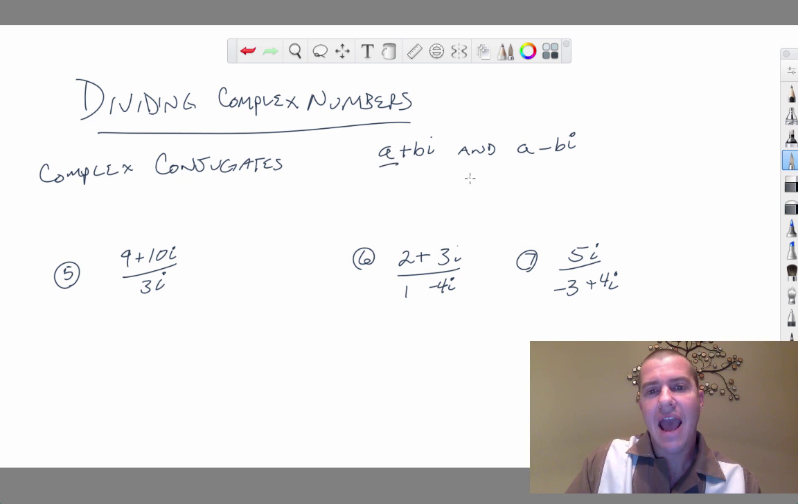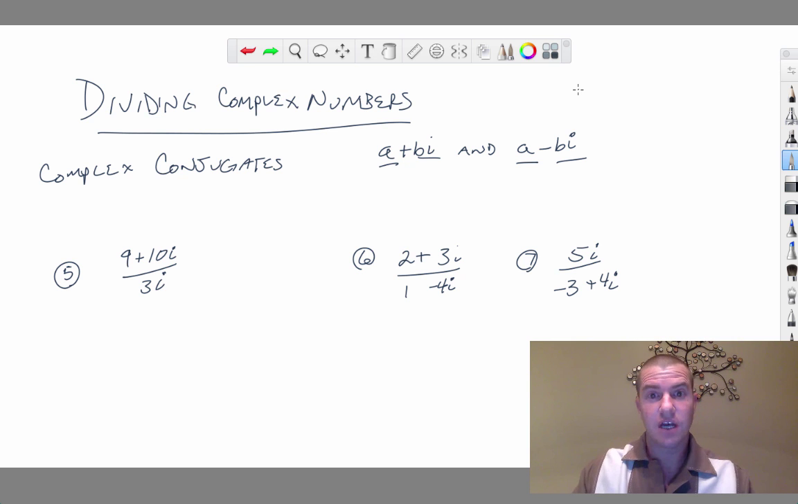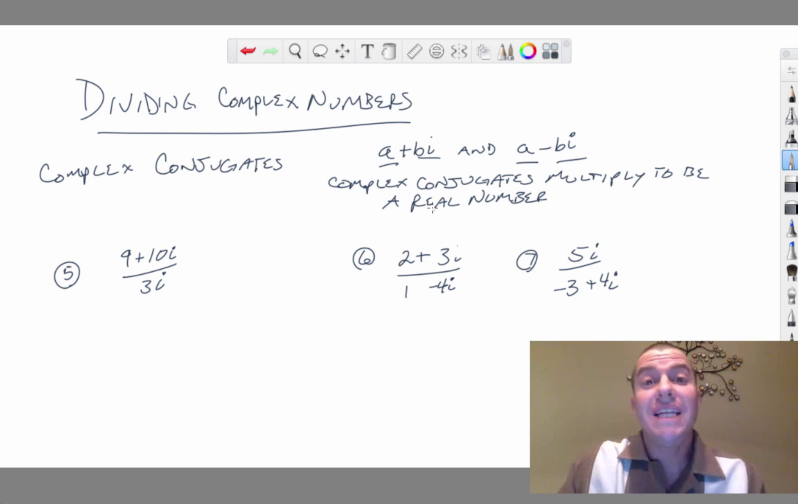That pattern, when the a and the bi are the same, the real part and the imaginary part are the same. The only thing that you have different is the sign in the middle. And basically that means that the imaginary parts are opposites of each other, but the real parts are the same. They're called complex conjugates. And what you need to know and understand is that when you multiply complex conjugates, they multiply to be a real number.